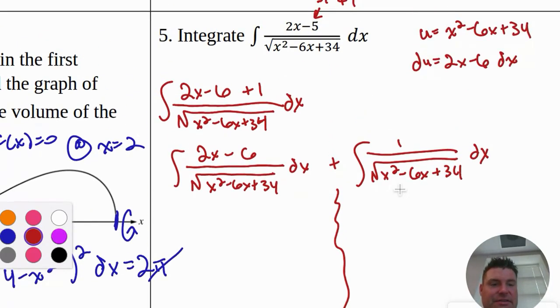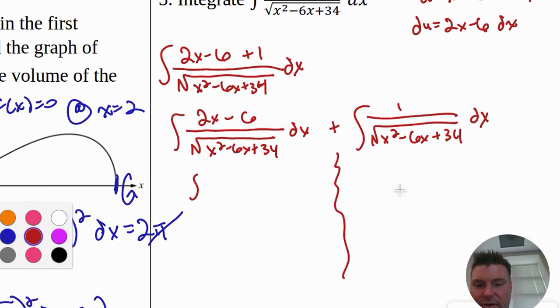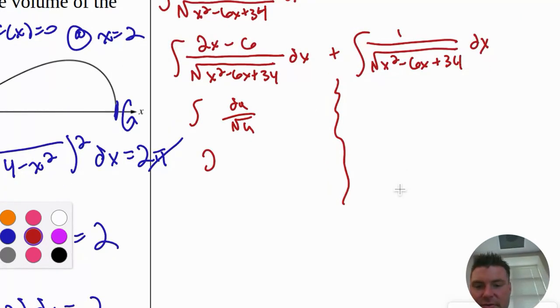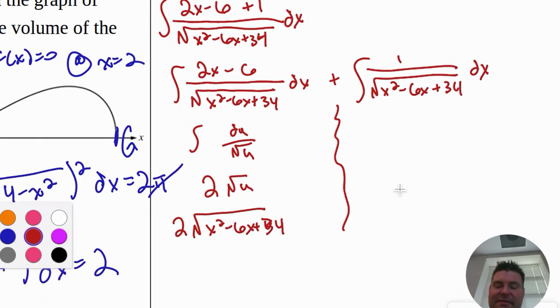This first part, I did this u sub. This is just the integral of du over root u. So this is just 2 root u. So this is 2 square root of x squared minus 6x plus 34. Like I said, did the heavy lifting on the first part.